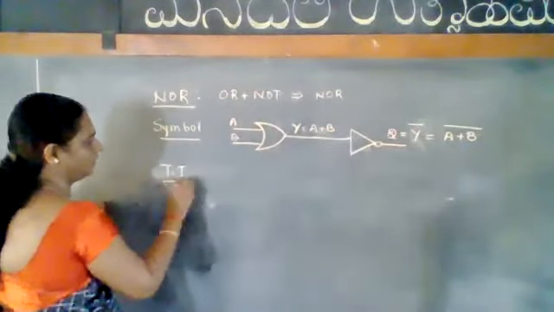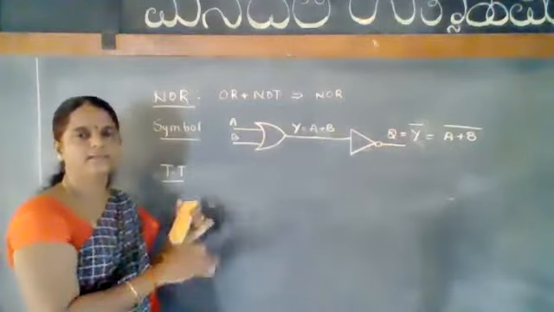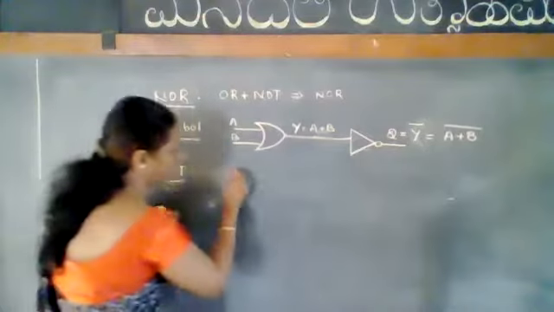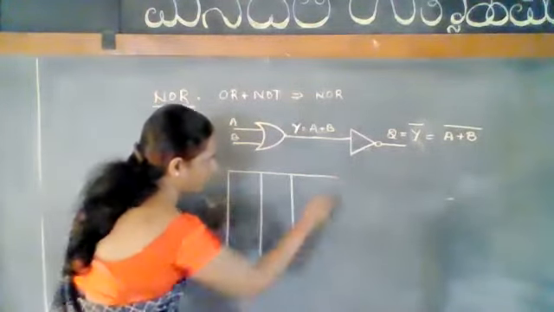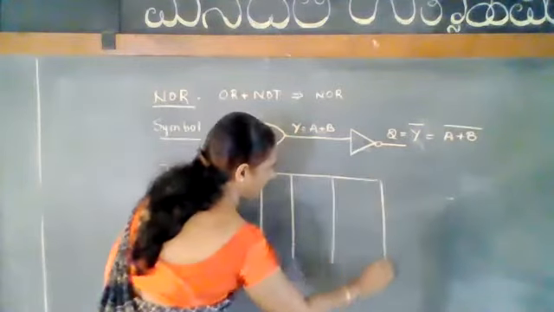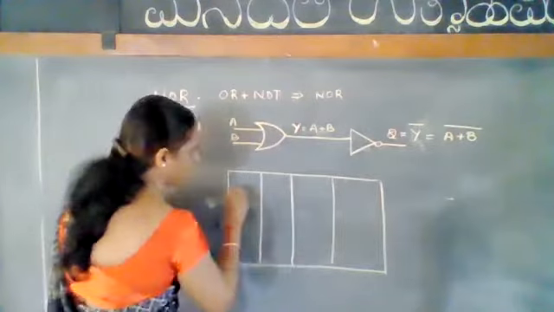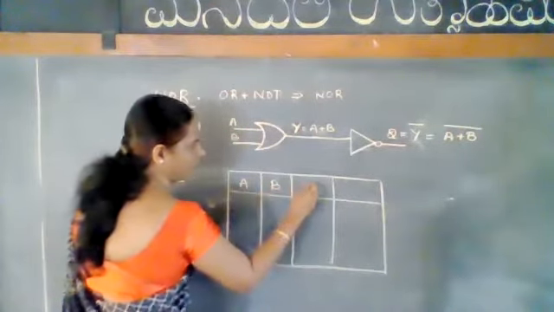How to write the truth table? First we have to write the truth table for OR gate. Then complement the output of OR gate. That gives us the NOR gate. Okay. So write the truth table for OR gate, and that is to be complemented, which gives us the truth table for NOR gate.